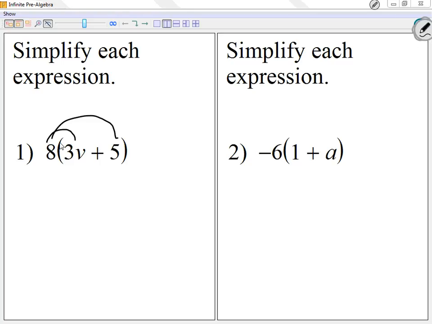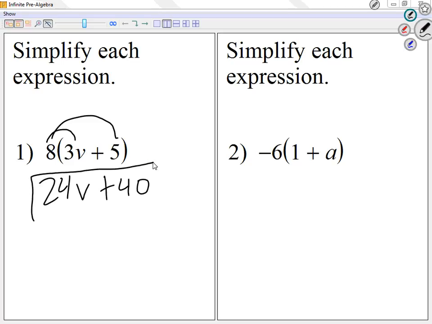So what I do here, when I multiply 8 times 3b, I'm going to get 24b. I just multiply the numbers, 8 times 3. When I go 8 times 5 for the other one, I'm going to get plus 40. At the end, I cannot combine these two because one of them has a letter, the other one does not. So that's my answer, 24b plus 40.